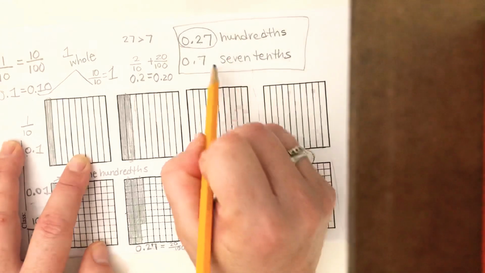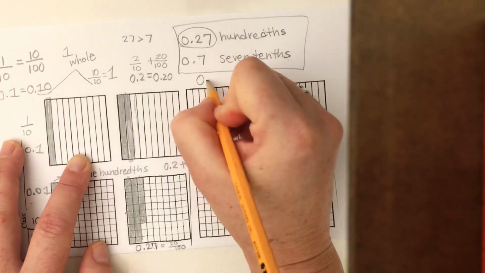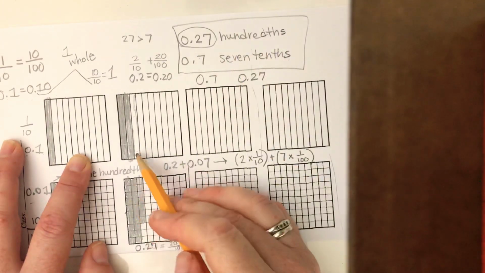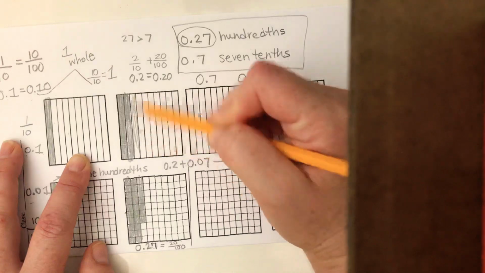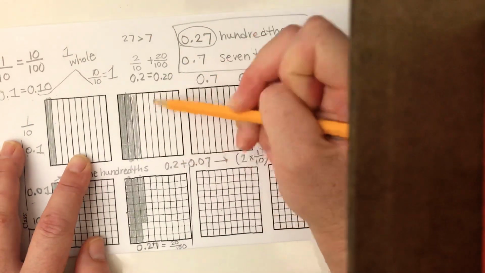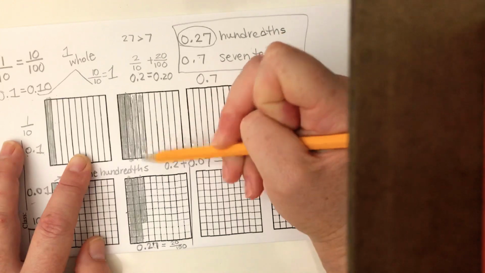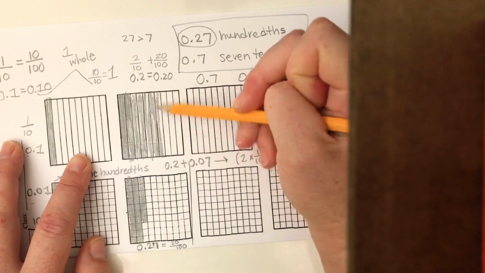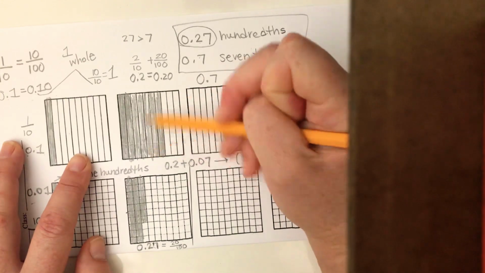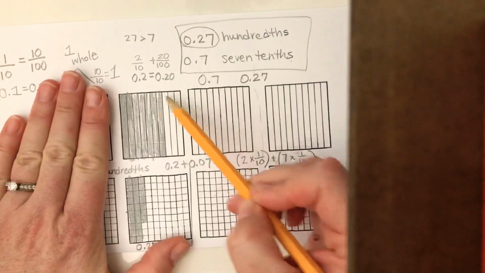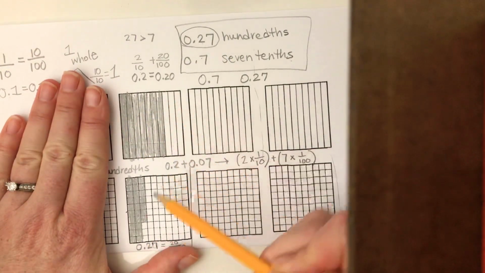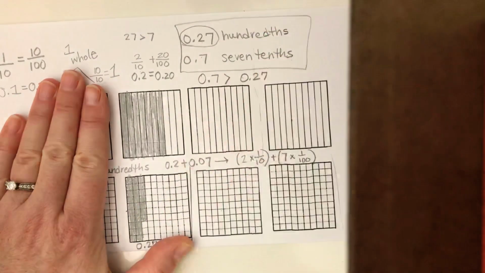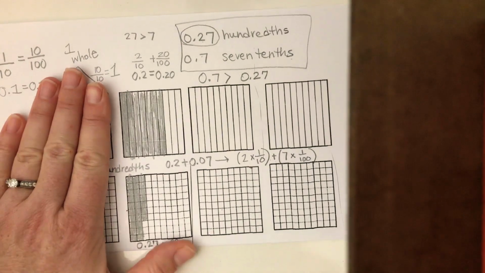So now when we're thinking about what is greater or more, if I'm comparing 7/10 to 27 hundredths, I'm going to represent 7/10. So we had 2/10 shaded in, 3/10, 4/10, 5/10, 6/10, 7/10. So now, students, I want you to think about what is more shaded in: the top grid, 7/10, or 27 hundredths. So here we can show that 7/10 is greater than 27 hundredths.